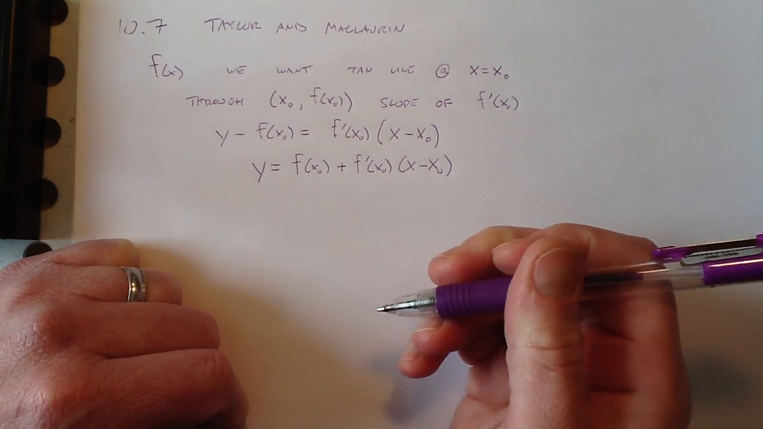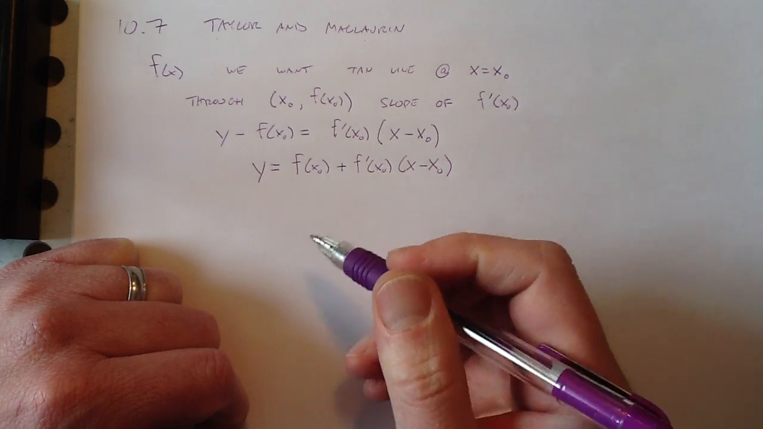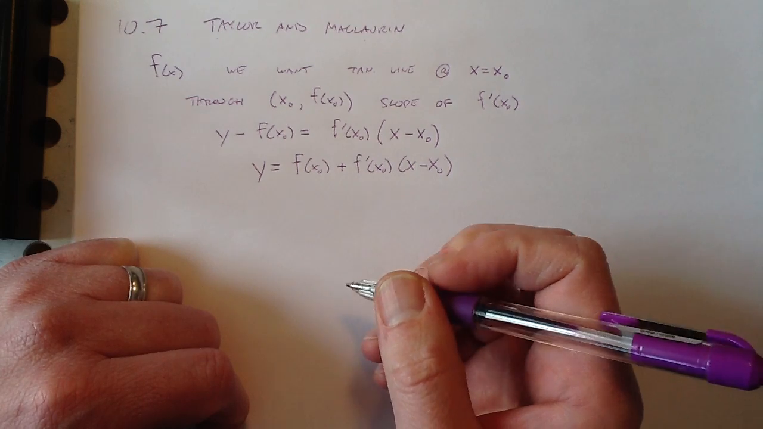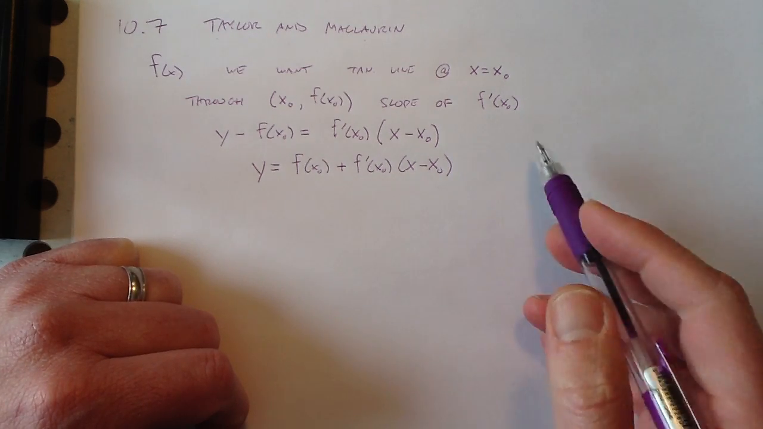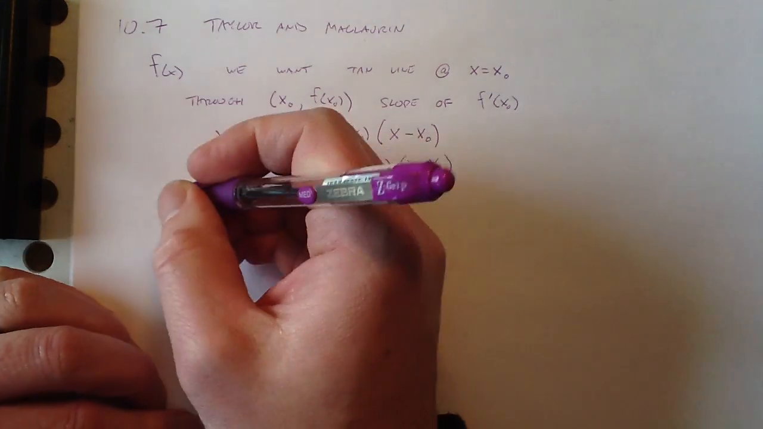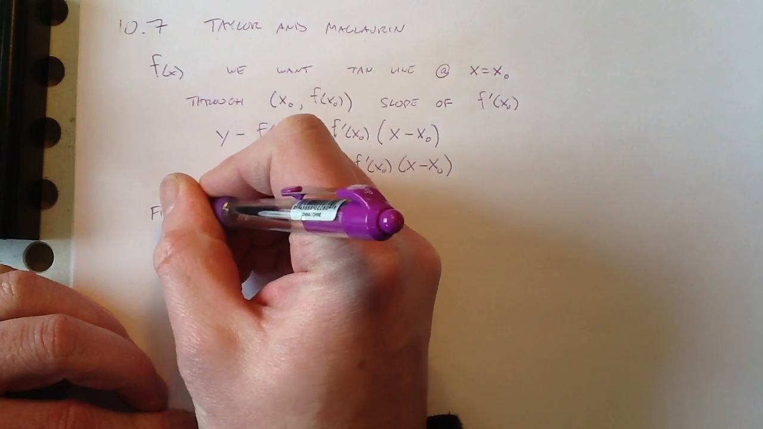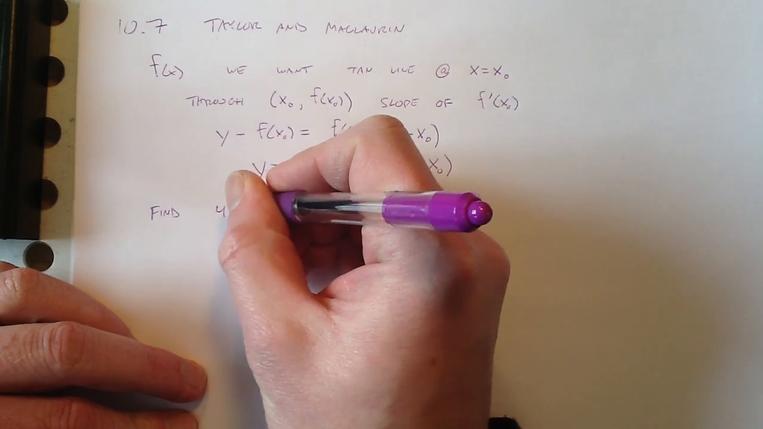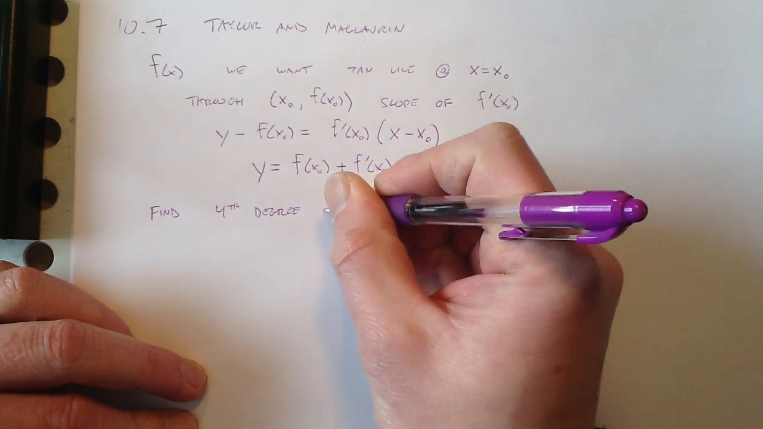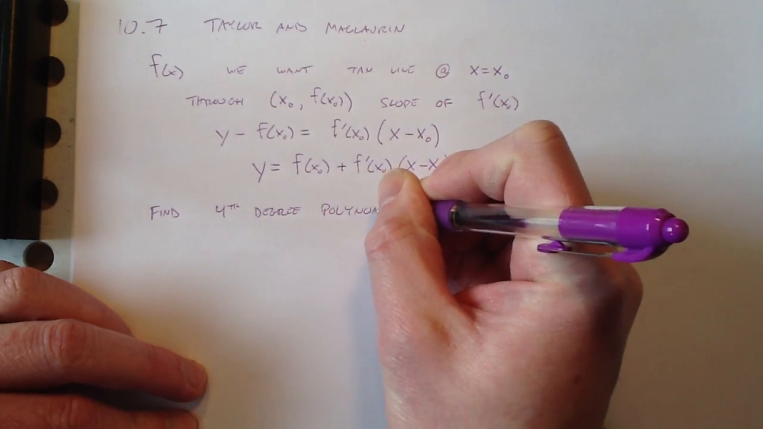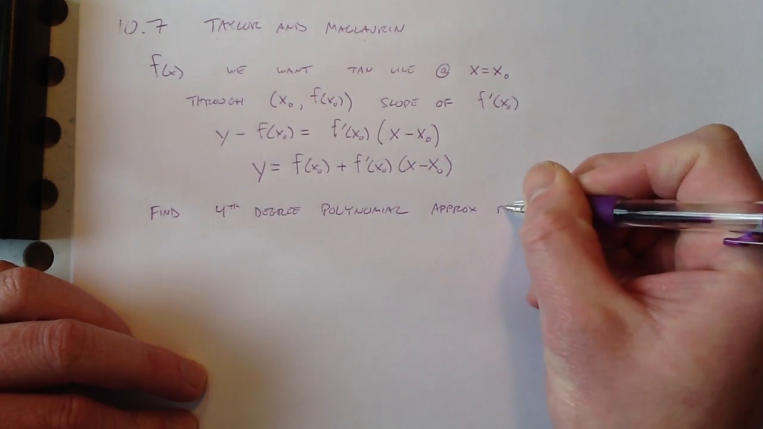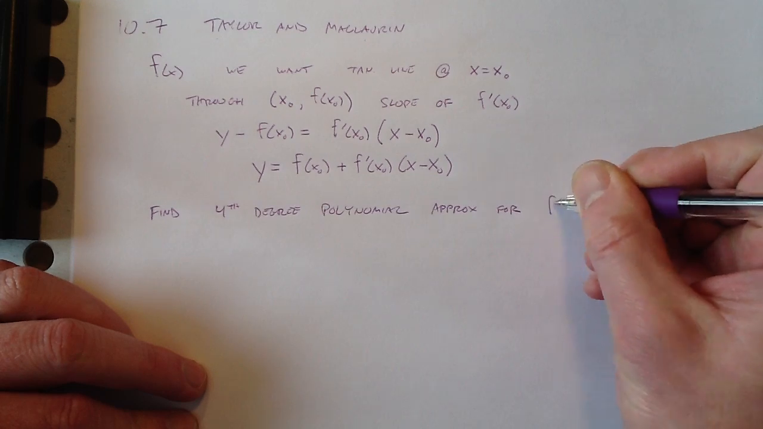Now let's say we wanted to find, instead of a tangent line, a fourth degree polynomial. And the more curvy we can make our polynomial, the better we can get it to fit our original function. So let's find a fourth degree polynomial approximation for f of x.